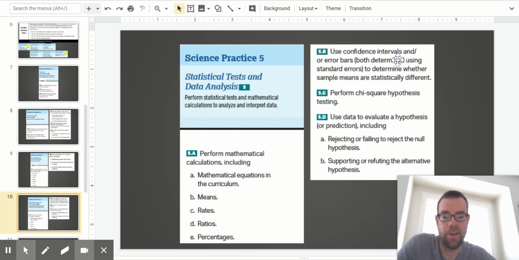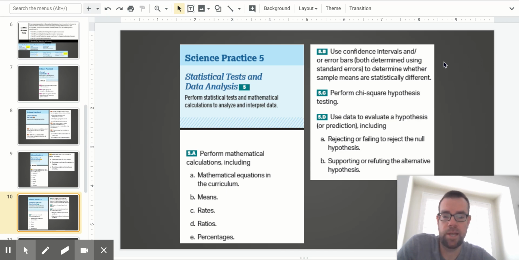See how it says here in 5B, use confidence intervals or error bars to determine whether a sample mean is statistically significant from another one. So probably they're going to give you some sort of graph that's going to have error bars, and they're going to ask you to interpret that data. That would be my guess.